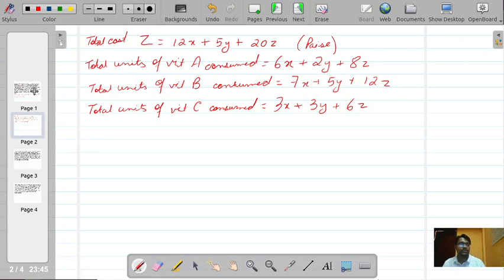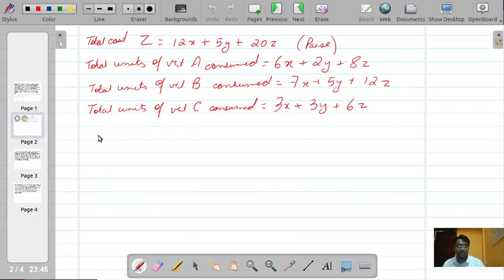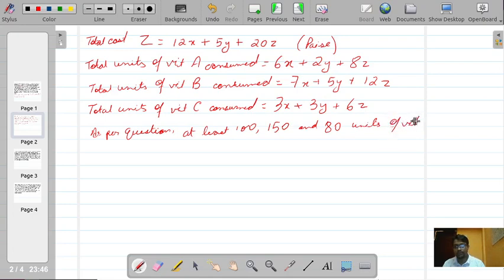So as per the question, we need at least this many units, 100, 150 and 80 units of vitamin A, B and C respectively. As per the given problem, at least 100, 150 and 80 units of vitamin A, B, C are required.